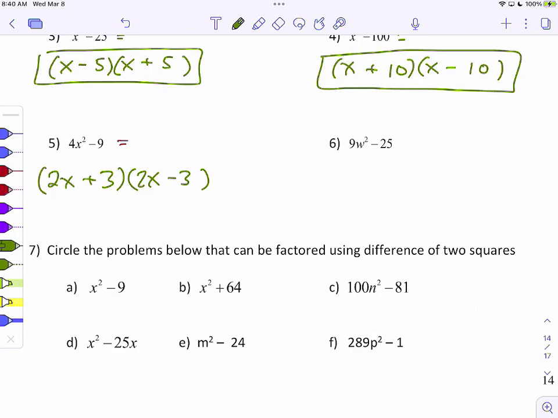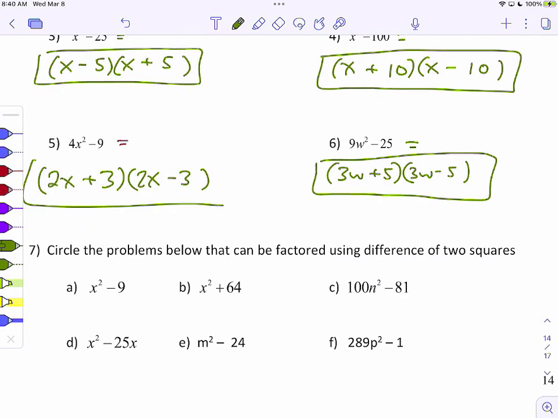If that 25 was a 26, you couldn't do this. If that was instead of a power of 2, it was a power of 3, you can't do this. It's got to be in that pattern, difference of squares. They come from multiplying out something like this, and that should be your answer there. Square root of 9, 3 and 3. Square root of 25, 5 and 5.